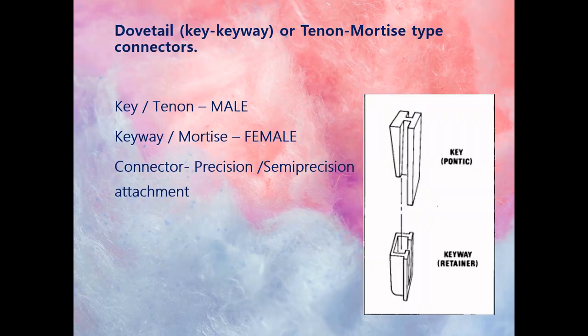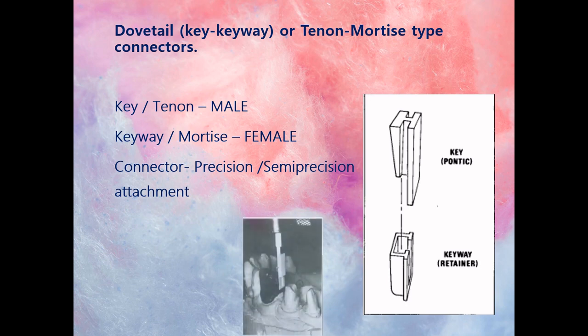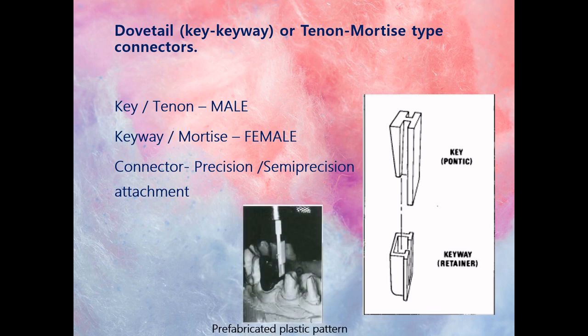So in dovetail or a key-keyway or tenon mortise type connector, the key or the tenon, that is the male component, is attached to the pontic, and the keyway, that is the female part, is placed within the retainer. The connector can be a precision attachment made from a prefabricated plastic pattern for both male and female part, or it can be a semi-precision attachment whose parts are carved in wax pattern of the pontic and retainer. So it can be incorporated during the wax pattern stage, or it can be made with prefabricated plastic pattern of both male and female parts.